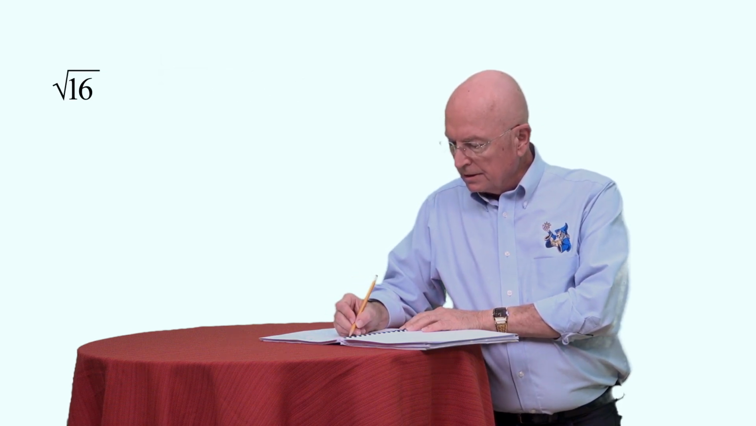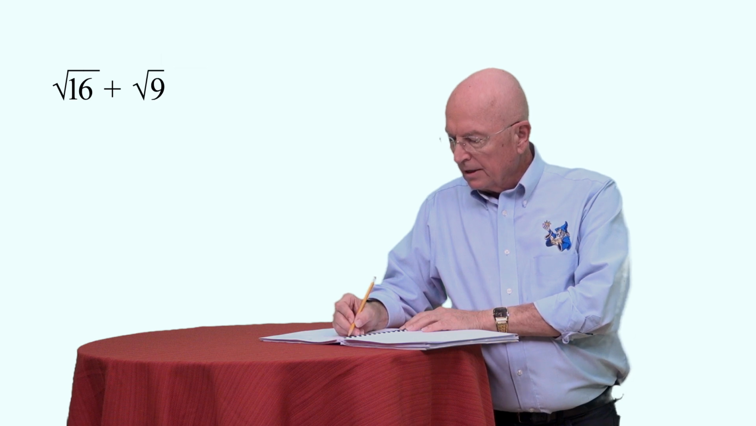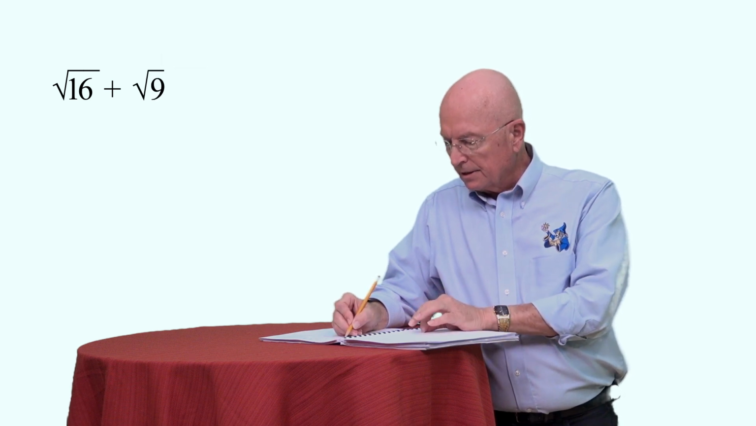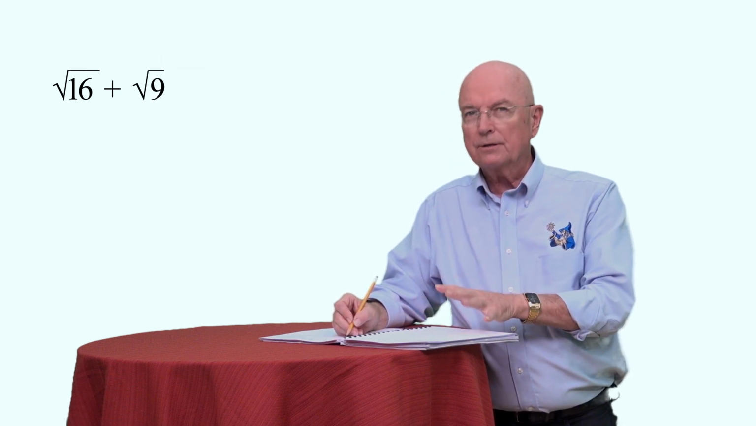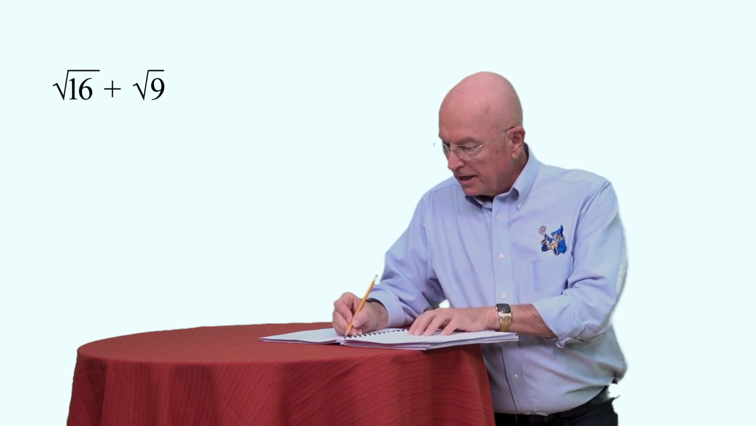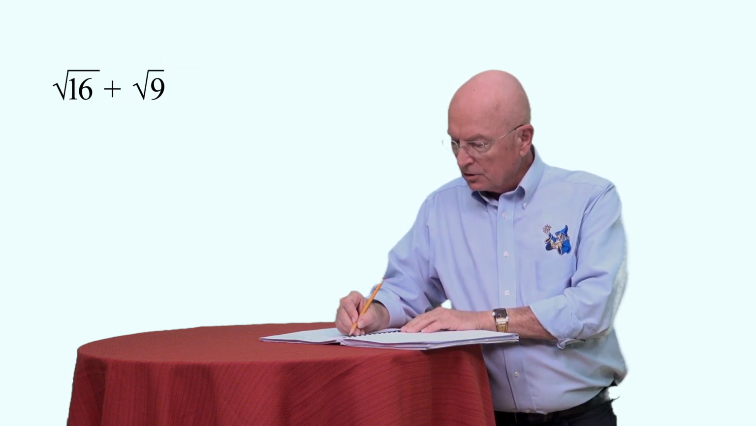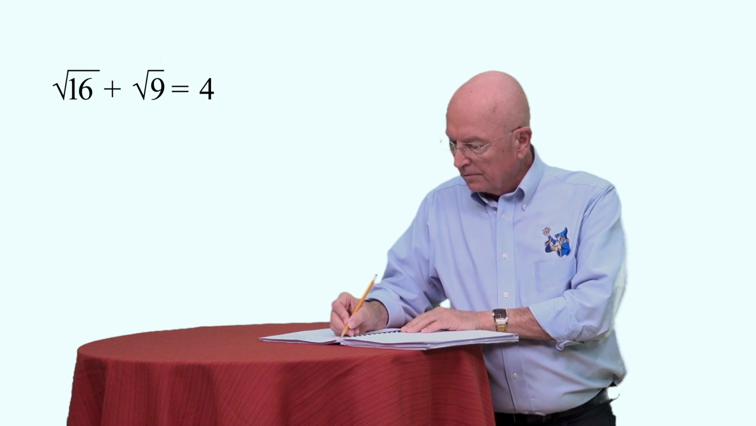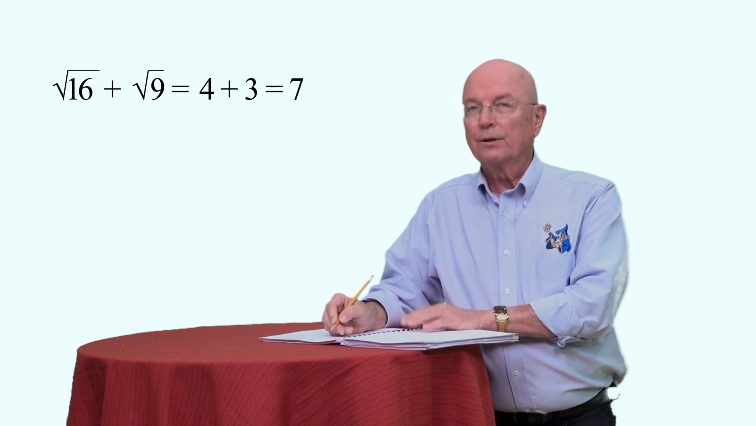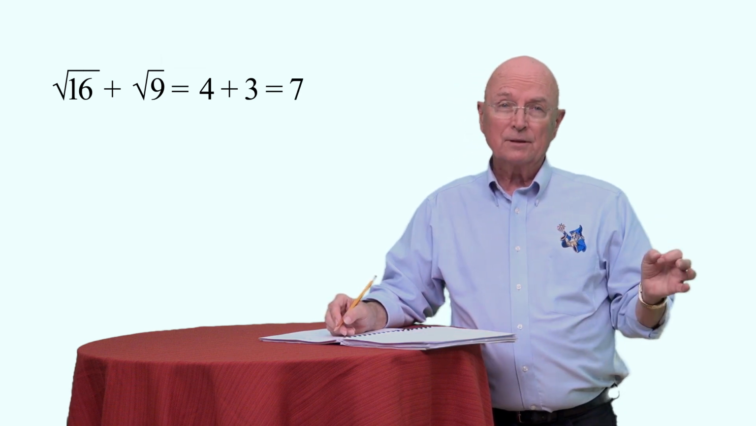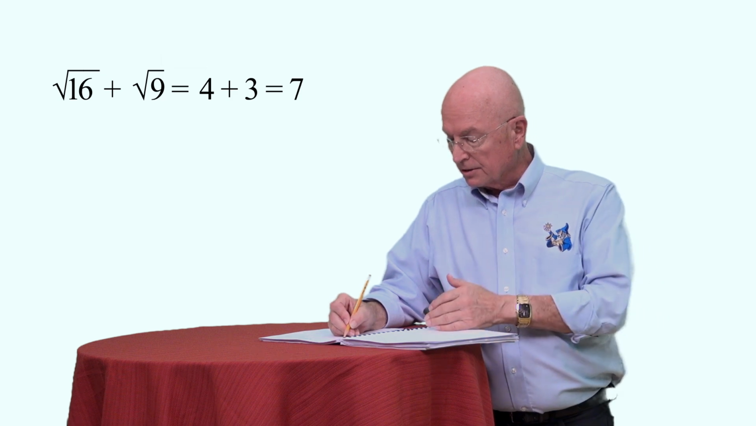The square root of 16 plus the square root of 9. You cannot add the 16 and the 9. It says plus, but you cannot add those together and take the square root of 25, because take a look. If you take the square root of 16, that's 4. If you take the square root of 9, that's 3. 4 plus 3 is 7, not 5, which is what you would have gotten if you had added 16 and 9. So don't add them.